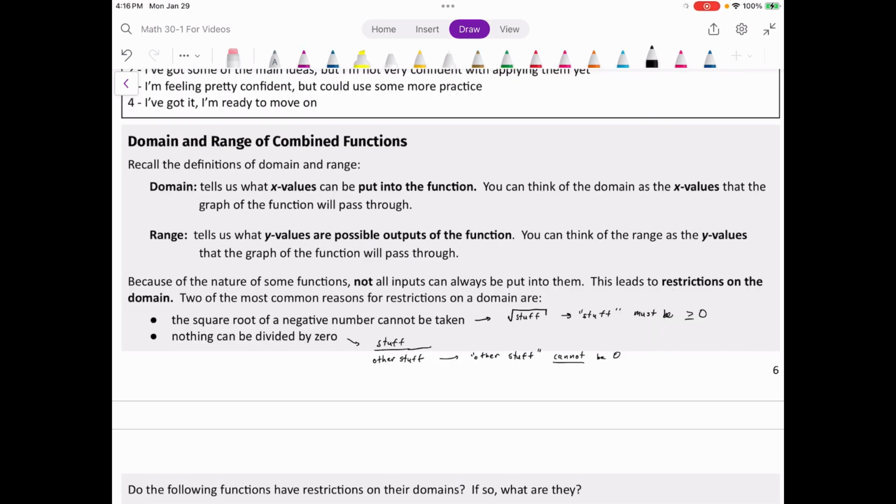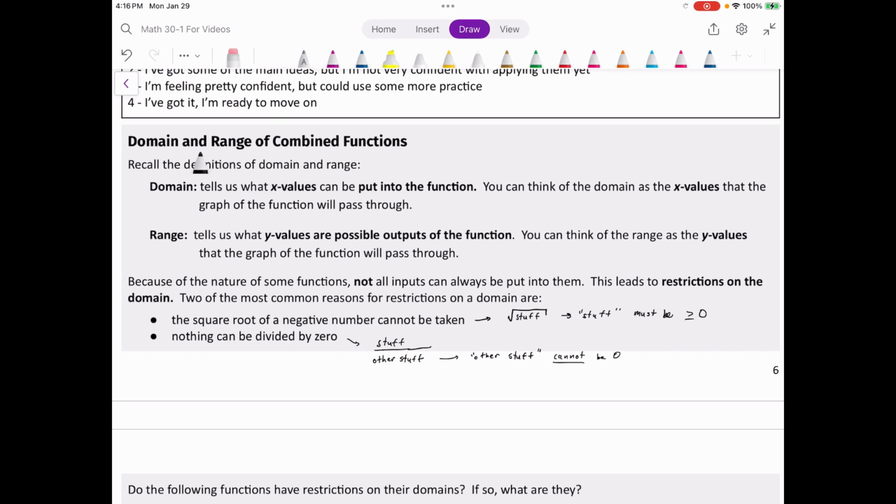Alrighty, folks, so let's finish up here by talking about something that has already kind of come up in some of the examples we were looking at, but now we're going to really dive into it, and that is the domain and the range of the combined functions. Again, combined functions, that's what we've been doing, right? We've been combining multiple functions by adding, subtracting, multiplying or dividing them, doing operations with them.